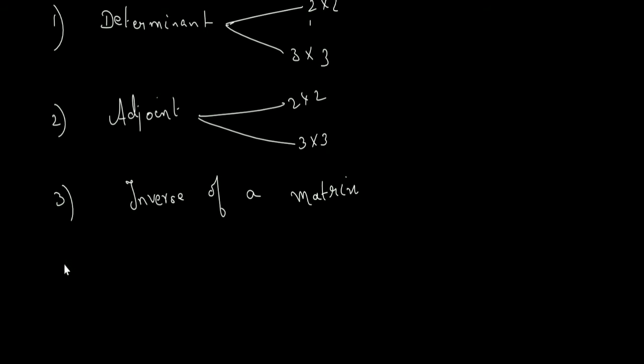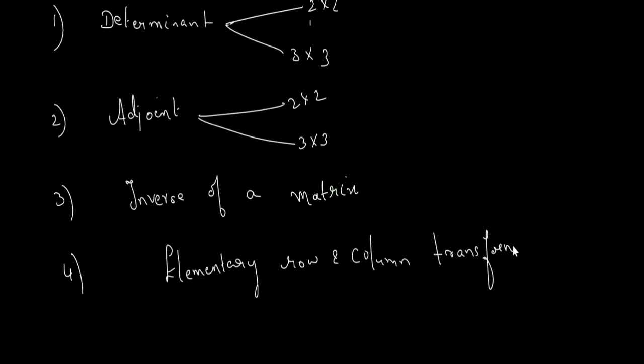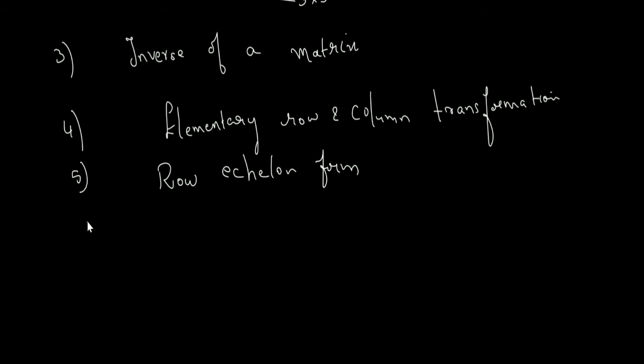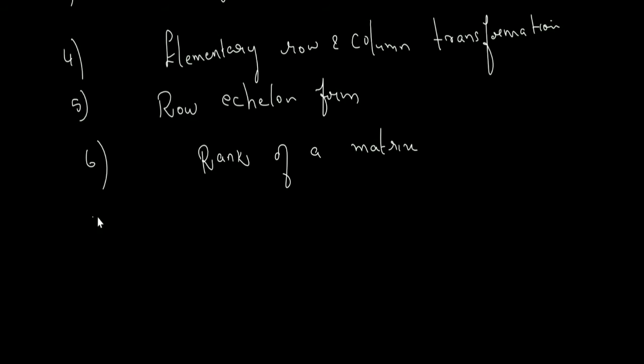The next one is elementary row and column transformations. So make sure that you're doing at least one sum from these concepts. Then the fifth one is row echelon form, or how to bring a matrix into row echelon form. Then how to find the rank of a matrix, and consistency of the system of equations.